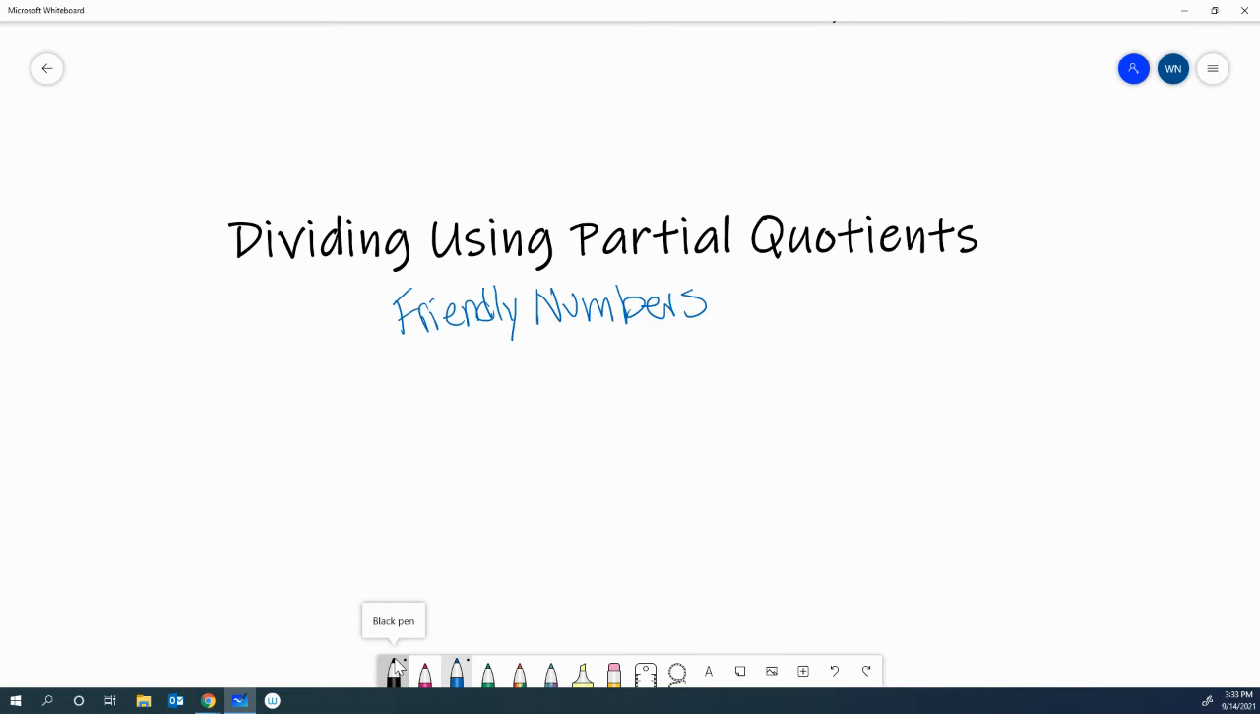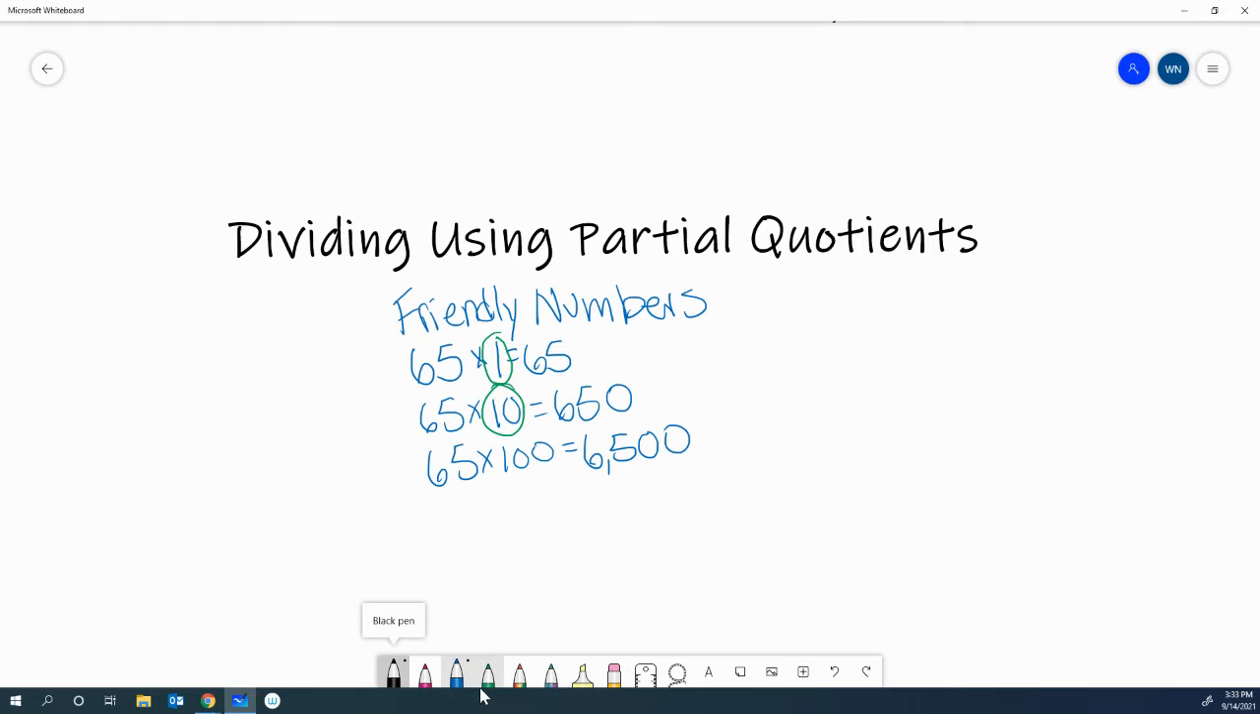So let's take the number 65. Not easy to multiply by. But if I multiply it by 1, I know I have 65. So 1 is a friendly number. I know that if I have 65 times 10, I'm going to get 650 because all I had to do was add a 0. So 10 is a friendly number. What about 65 times 100? I know I'm going to have 6,500. So that means 100 is a friendly number.